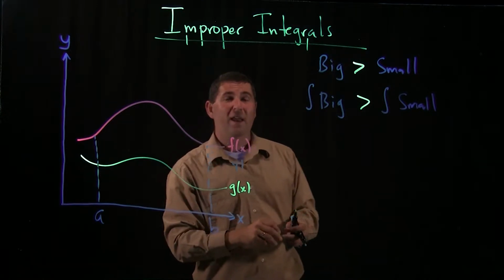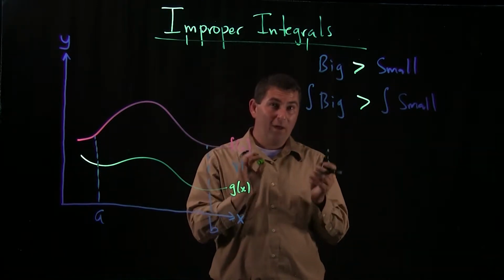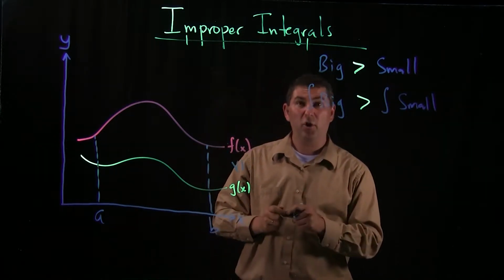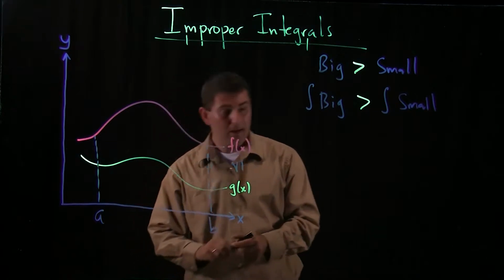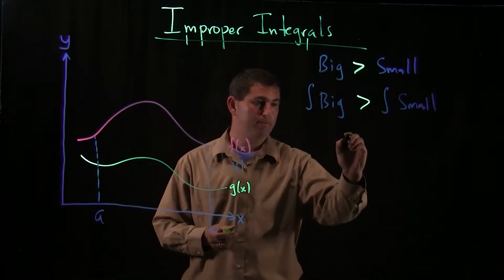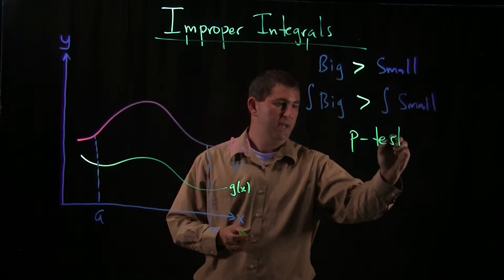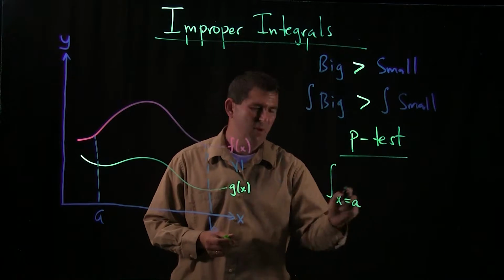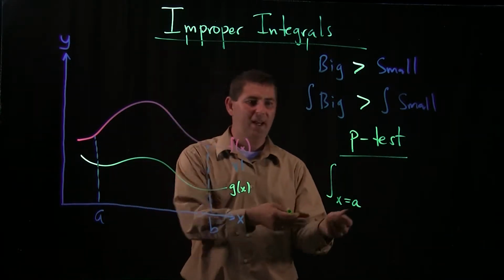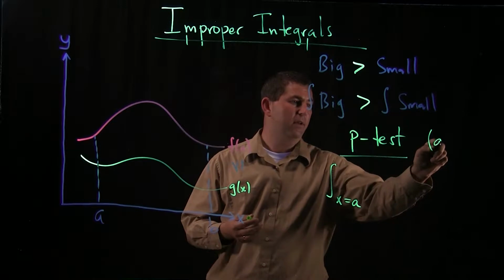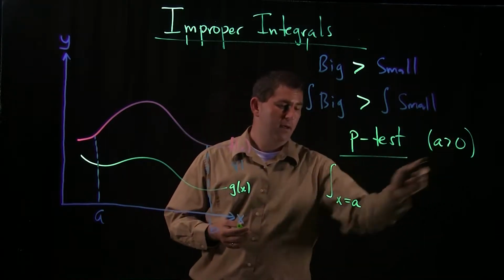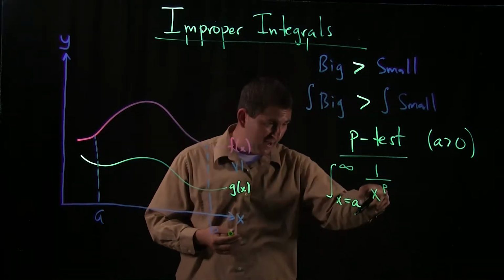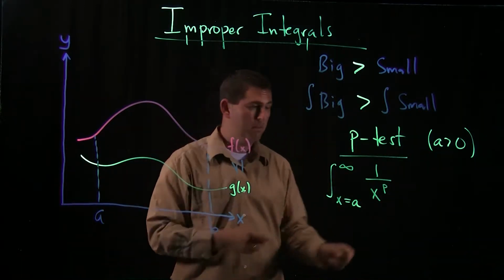Okay? So for us to use this, we're going to need at least one set of functions that we know exactly what happens. And this is going to be what's called the p-test. This is going to be a very special case, but a very useful one. So the p-test says that if I integrate from, well, it doesn't really matter, I usually think 1, but it could be any a. We'll assume a is greater than 0. If I'm going to integrate from a to infinity, 1 over x to the p, and it's that exponent p that gives the test its name.